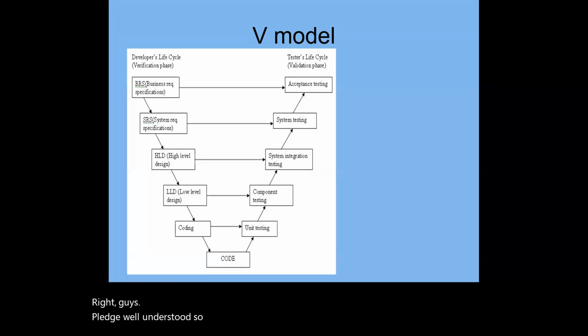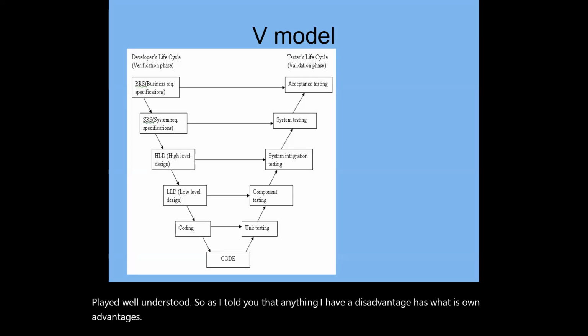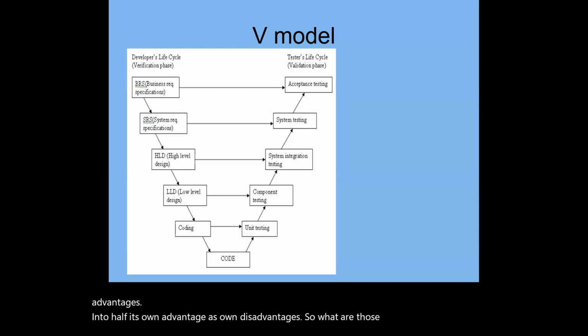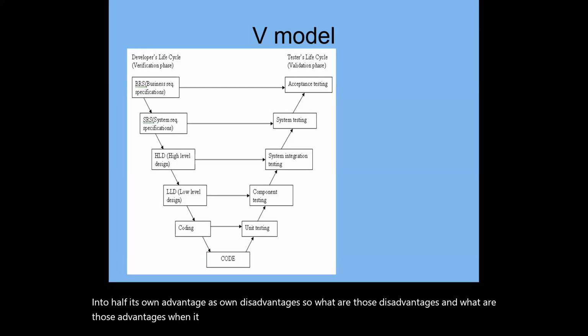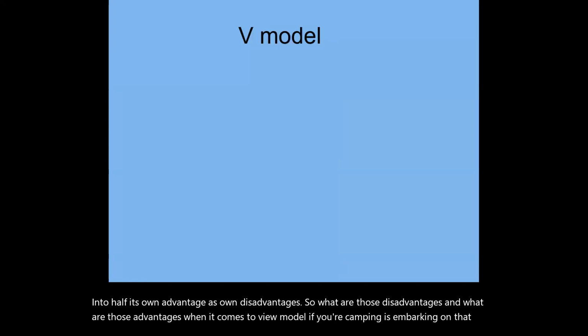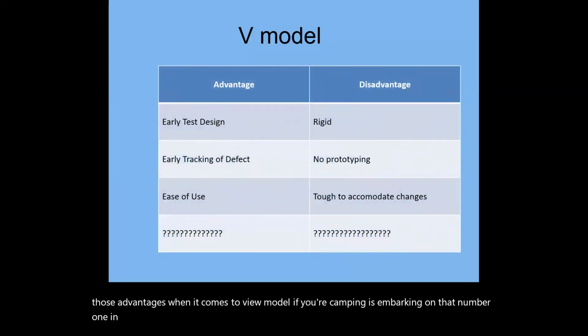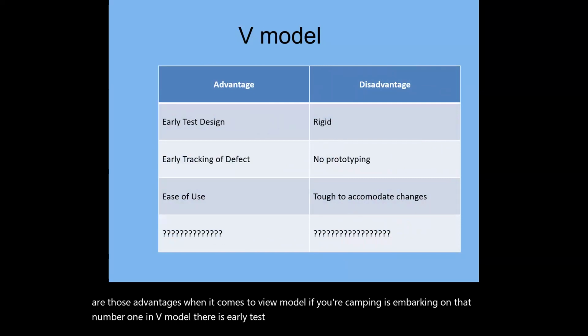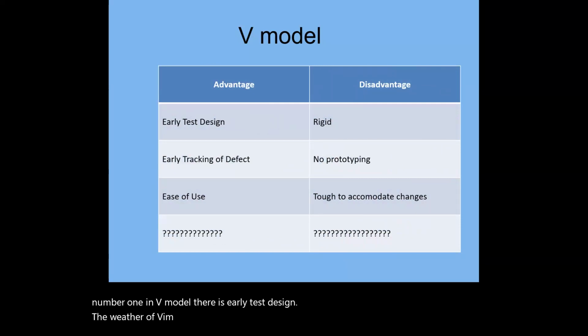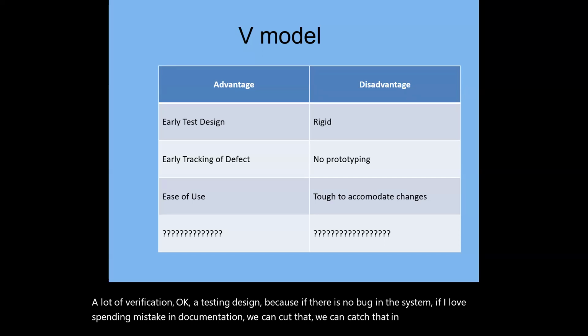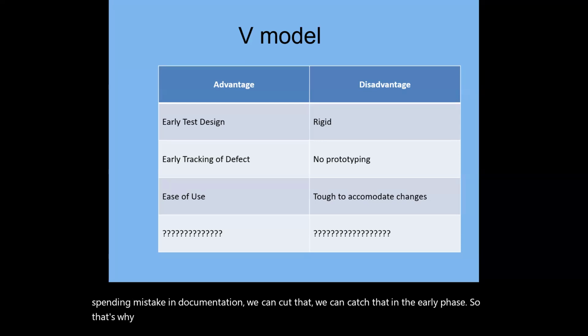So as I told you, anything that has a disadvantage has its own advantages, and anything that has its own advantages has its own disadvantages. So what are those advantages and disadvantages when it comes to the V model, if your company is embarking on that? Number one, in the V model there is early test design. The advantage of the V model is early testing, where we are doing a lot of verification. If there is a lot of bugs in the system, or a spelling mistake in the documentation, we can catch that in the early phase. So that's one of those advantages.